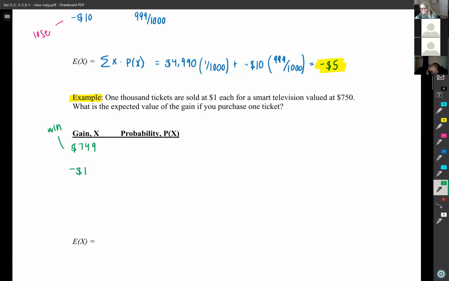Okay, well, my probability of winning, I bought 1 out of 1,000 tickets. So that means my probability of winning is 1 out of 1,000. And like before, my probability of losing is 1 minus the probability of winning, which gives me 999 out of 1,000. So again, I have a very high chance of losing, but the gain is a little less on this one than our last example.